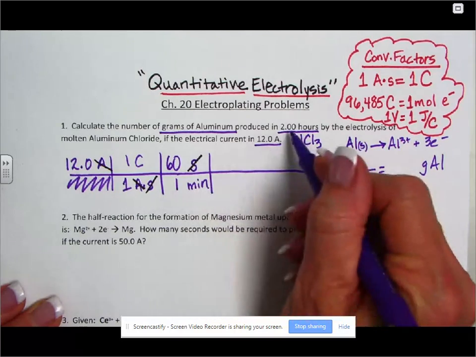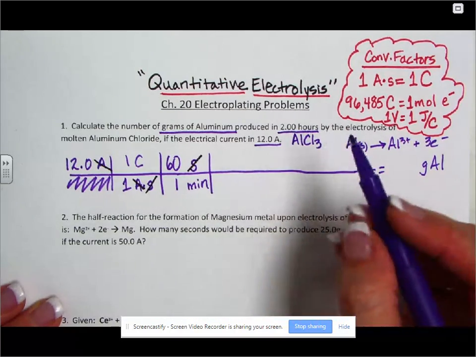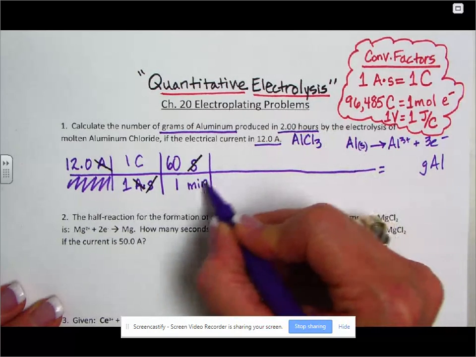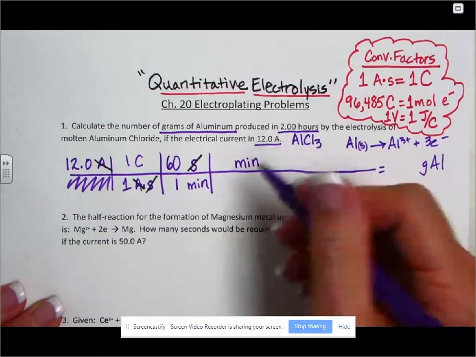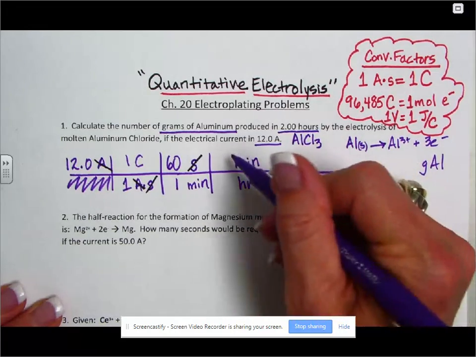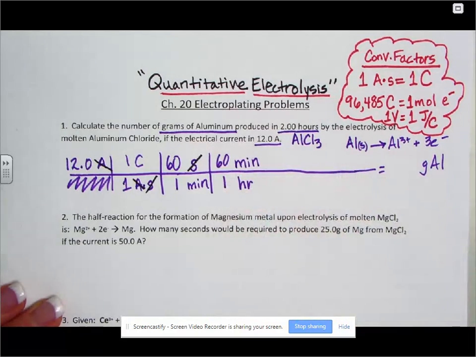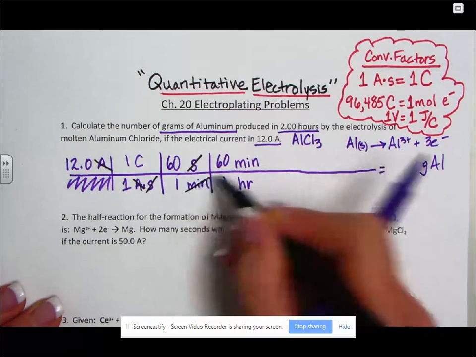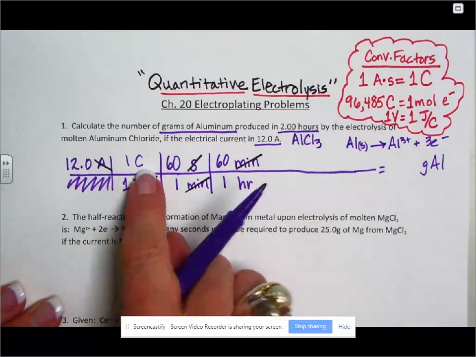All right, we need to get to hours because we're going to have to use that 2-hour time period. So we need minutes to cancel, so it needs to go up here so that it will divide out. We need them to be diagonal to cancel. So we can relate minutes to hours. We know that there are 60 minutes in 1 hour. This is going to allow minutes to divide out. So right now, the units we have are coulombs per hour.